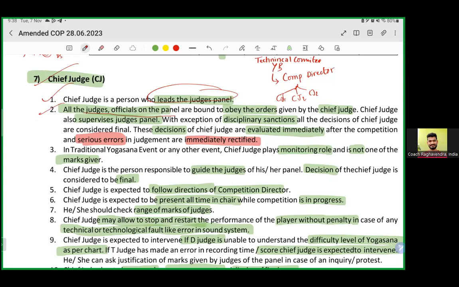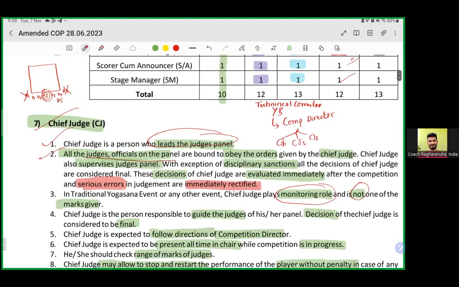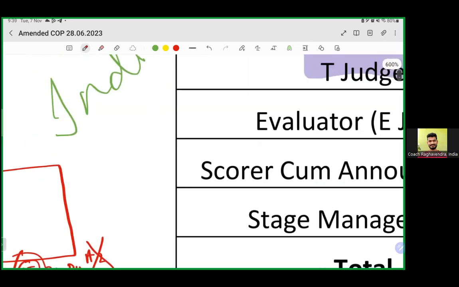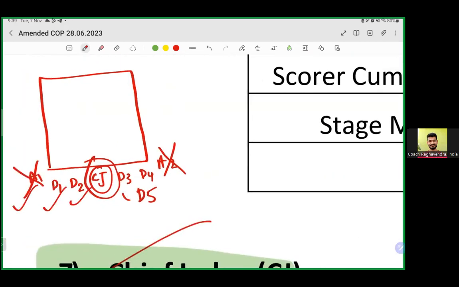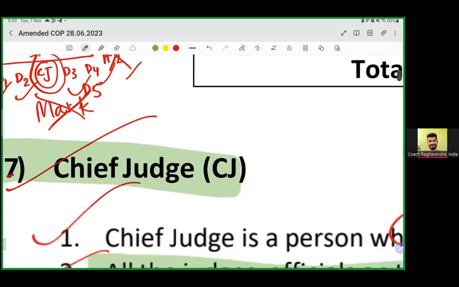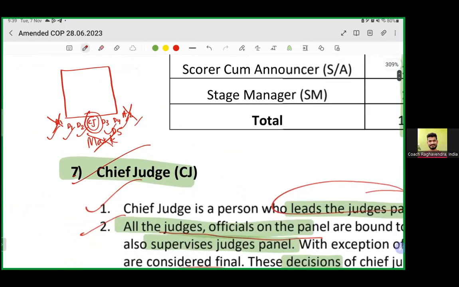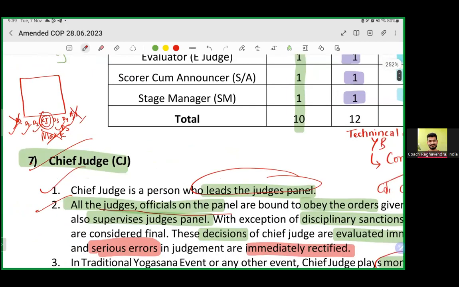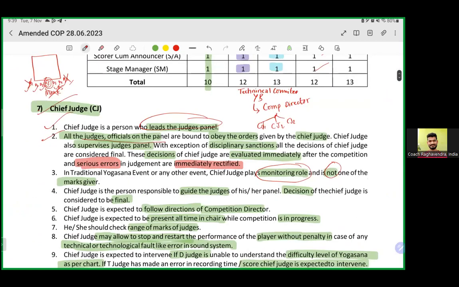Now, when it comes to traditional Yogasana event or any other event, chief judge role is a monitoring role. He is not going to give any marks. As we had a brief overview here, whoever artistic judge, difficulty judge, everyone is giving marks. Someone is calculating the time judges. However, the chief judge is not going to give marks. Only he is bound to supervise the panel and follow the roles and responsibilities of a chief judge.